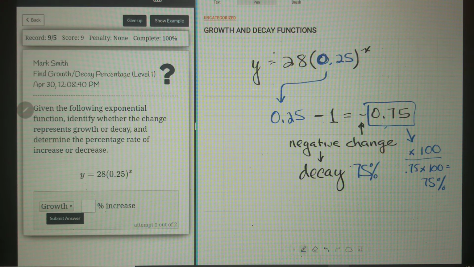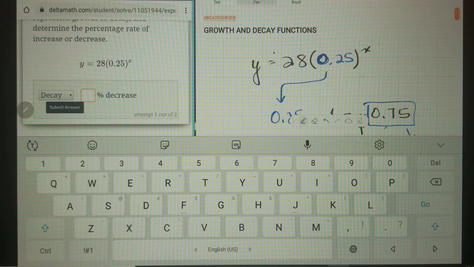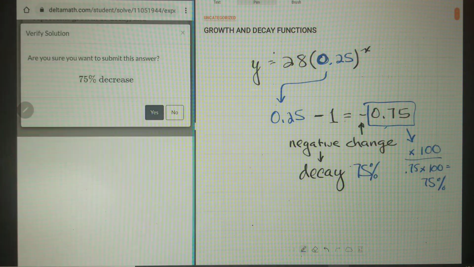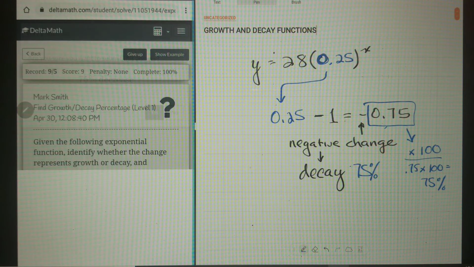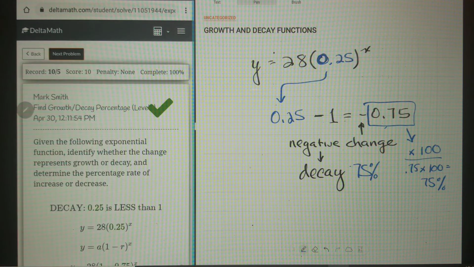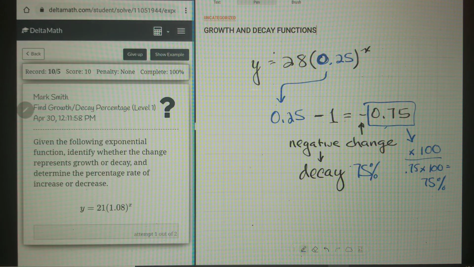All right, and we come over here to our Delta Math, and we have this box which says, is it growth or decay? And you say, of course, it's decay. And then how much is it decaying? And we said 75. All right, so we are going to say 75 and submit answer. And what do we get? Green check. That's awesome. Let's do another problem.